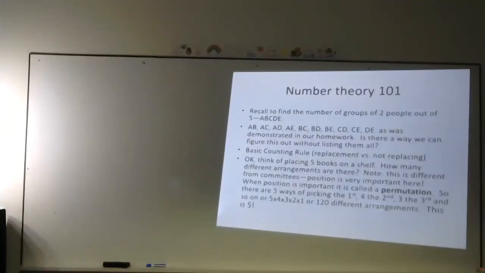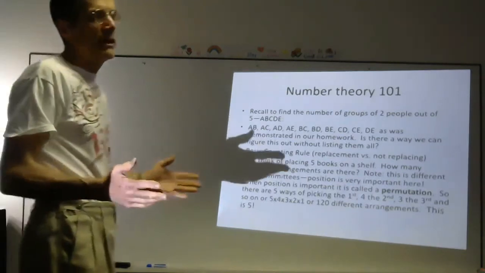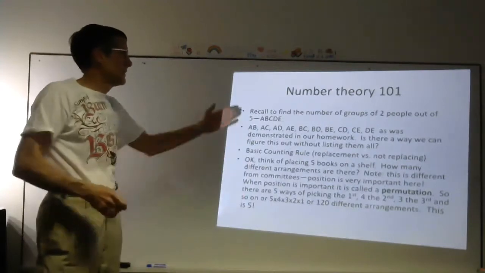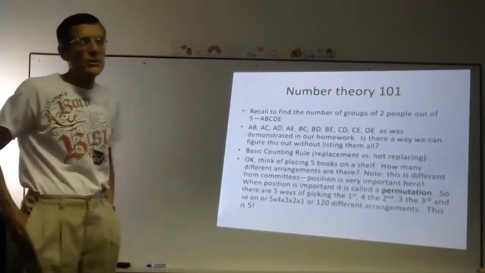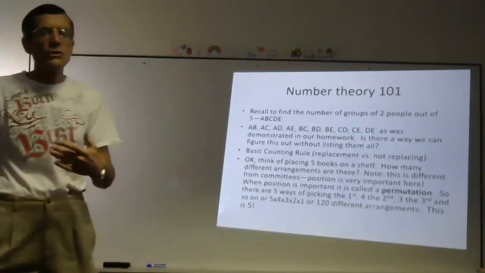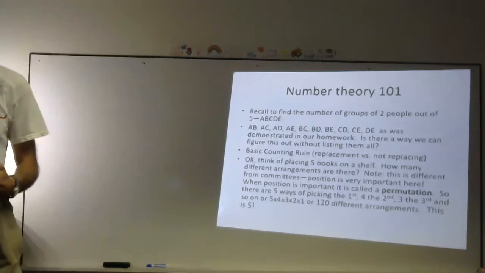I had mentioned to you folks previously that we will be combining chapters 1 and 2 together as a unit, and we will be tested on that before we move on to chapter 3. So today we're going to be actually starting chapter 2. We're going to be doing a little bit of number theory. I call it number theory 101. And I'm going to go through permutations and combinations pretty quickly, okay?